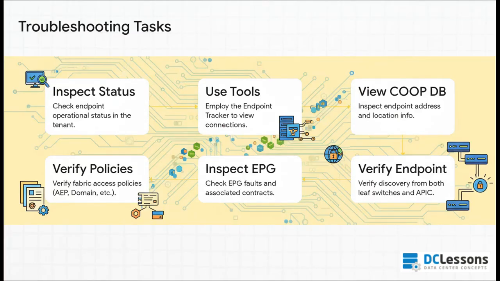So here's our initial action plan. First things first, we check the endpoint's operational status, right there in the APIC GUI. Maybe use a handy tool like the endpoint tracker.